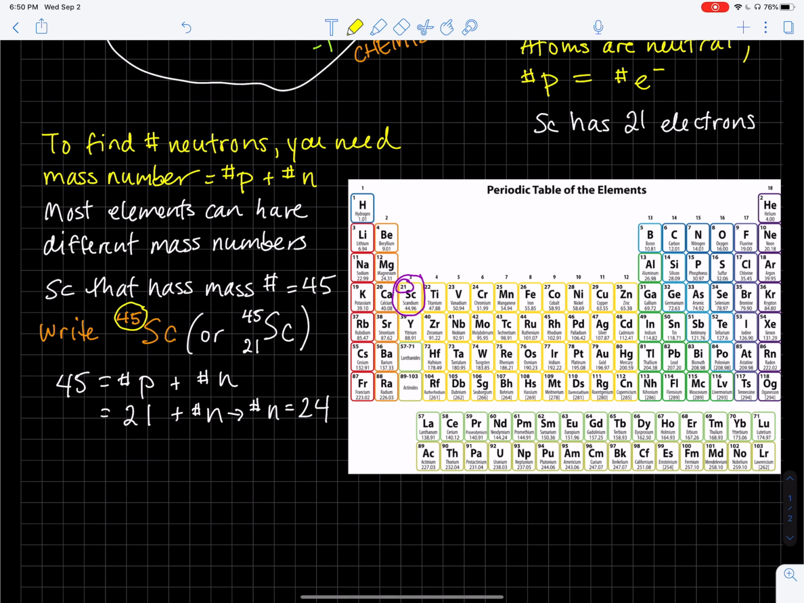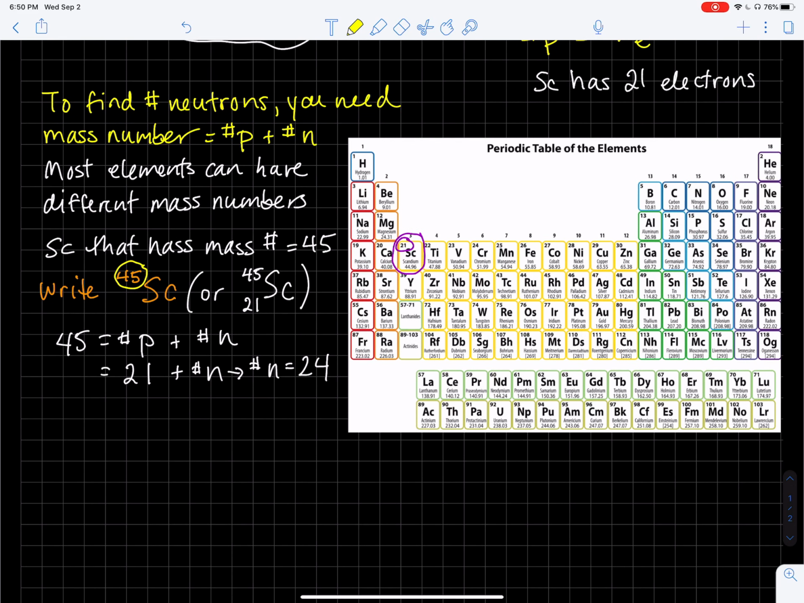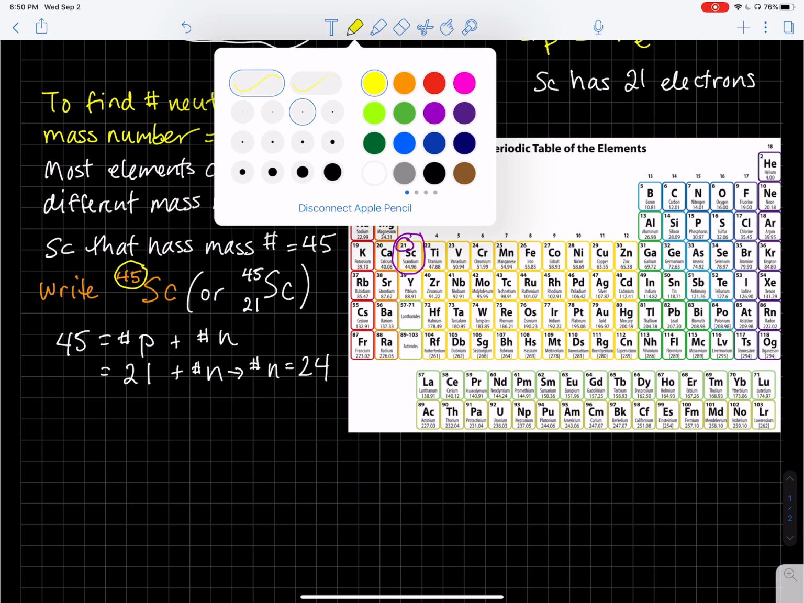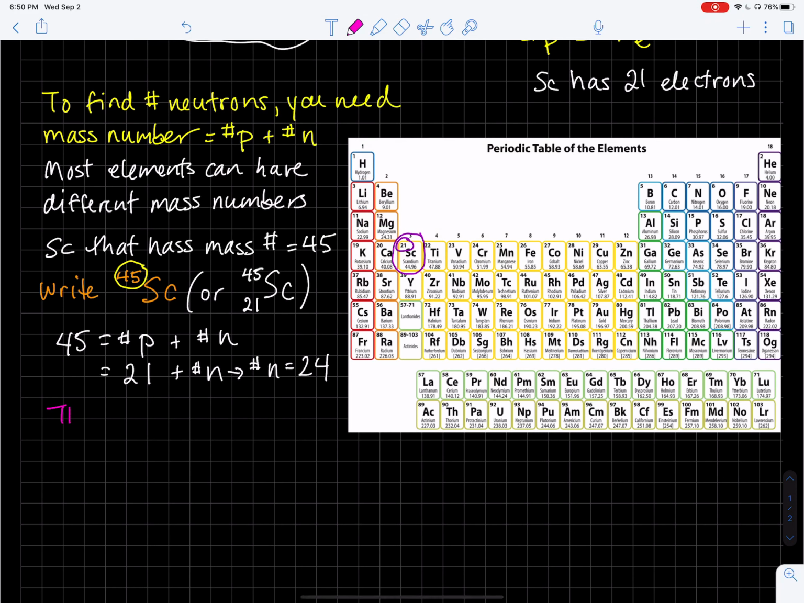And there are different versions, as I said, of different elements. So the same element with different mass numbers is called an isotope.